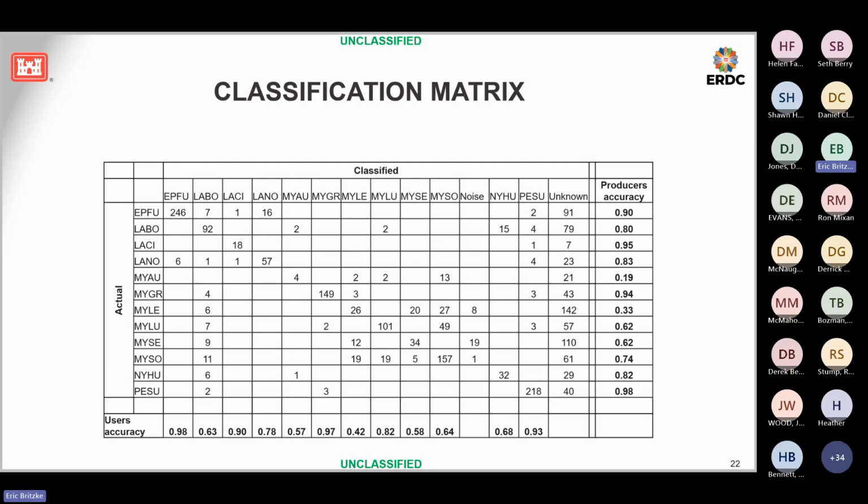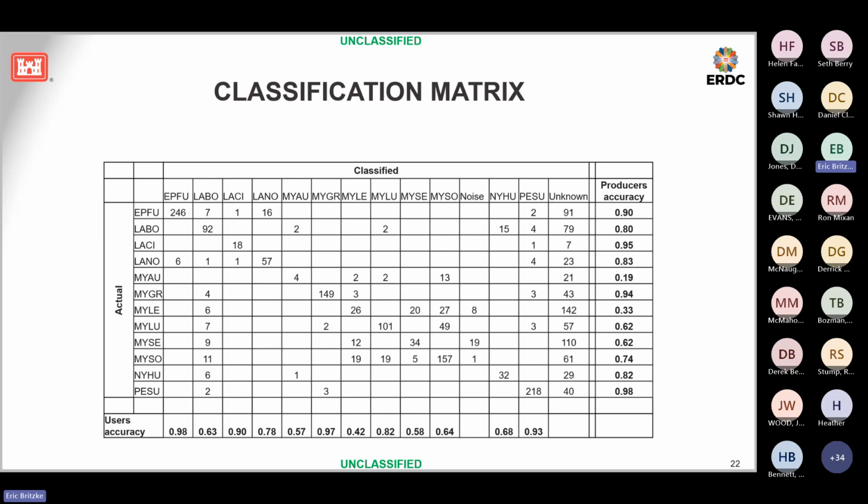For example, in the first column, 246 of the files were identified as big brown that were actually big browns. But 7 files that were big browns were identified as red bats in this example. What we have here is the producer's accuracy, which is basically the accuracy rate for that species. If we put in files of a species, how likely are they to be classified correctly? So not only can we get our overall classification rate, but we can figure out which species are causing problems in this classification.